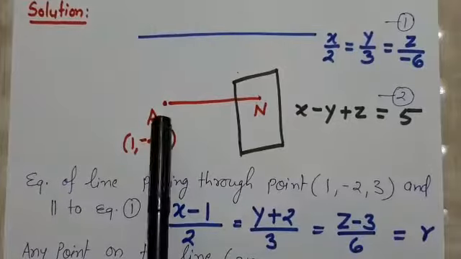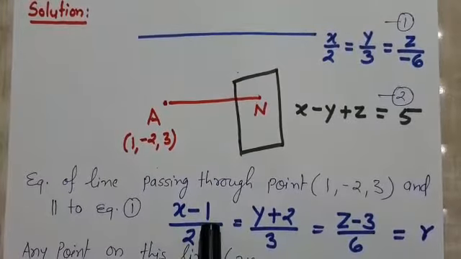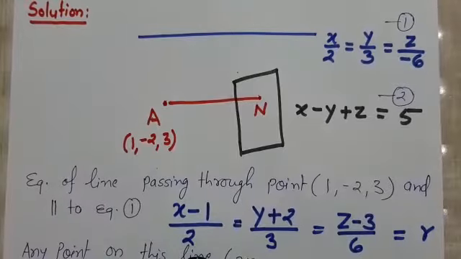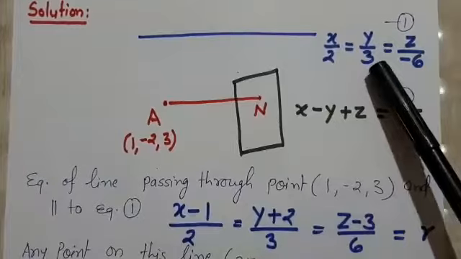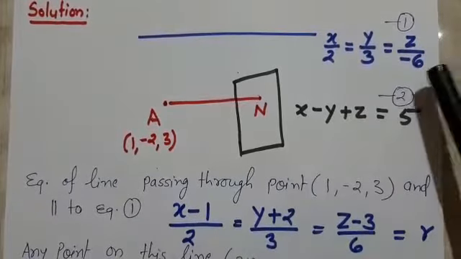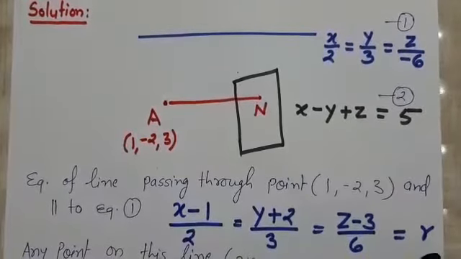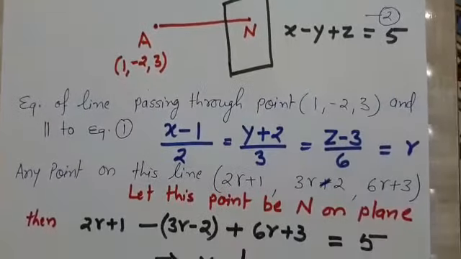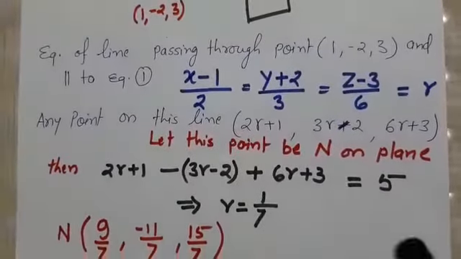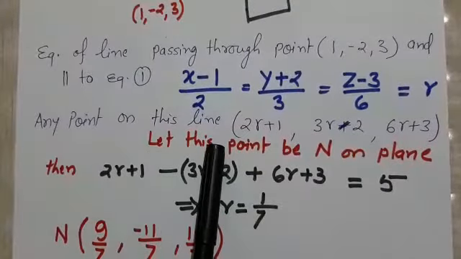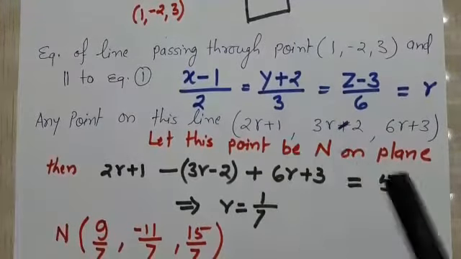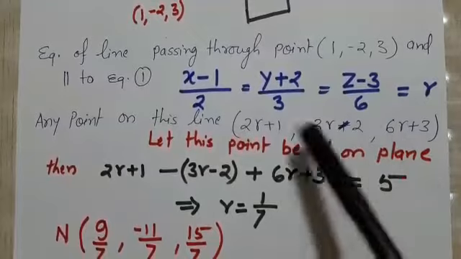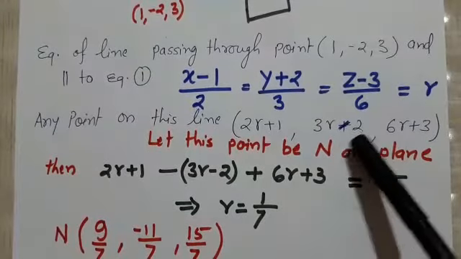Then the equation of this line will be (x minus x1) upon A, (y minus y1) upon B, (z minus z1) upon C, equal to r, we will consider. Now we will find any point on this line. That will be 2r plus 1, 3r plus 2, 6r plus 3. 3r, it will be -2.